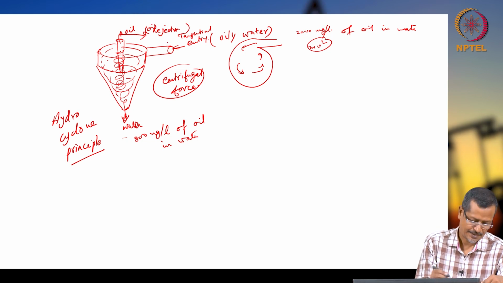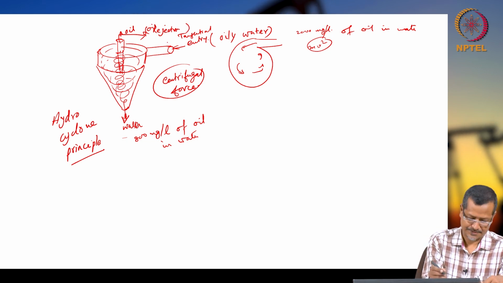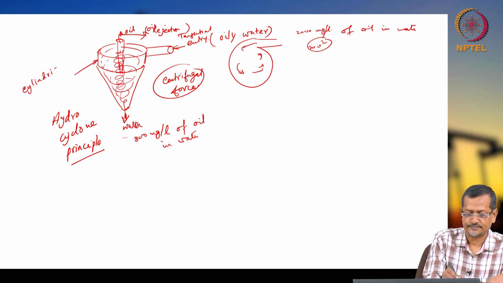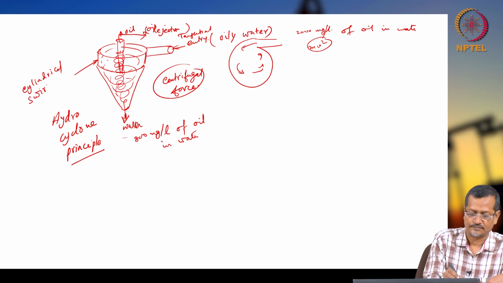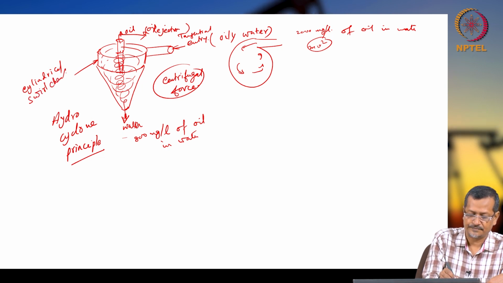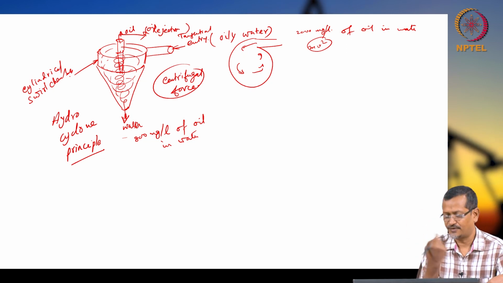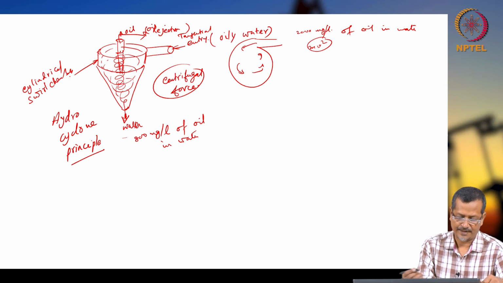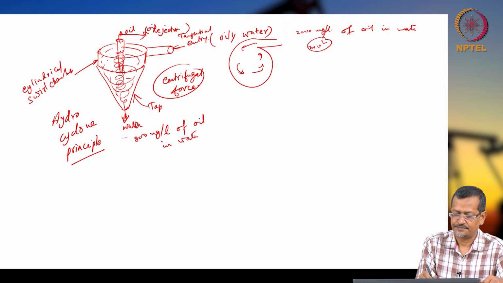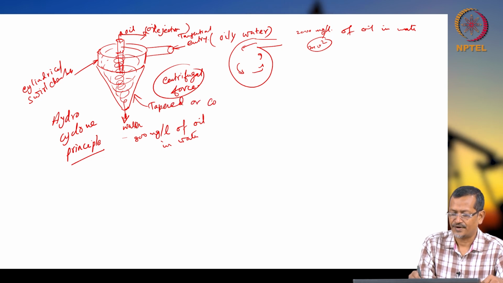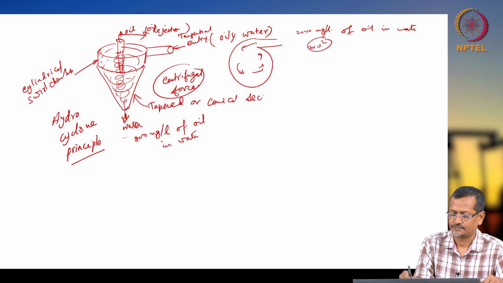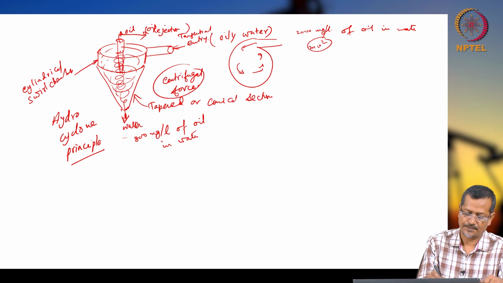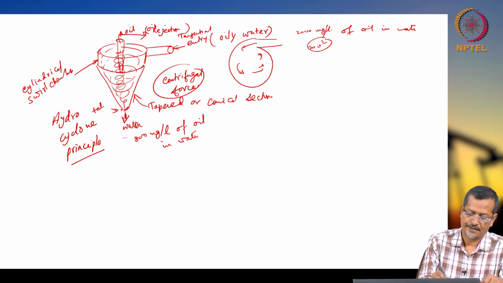Cylindrical swirl chamber, this section, because it is swirling, continuously rotating. Then some conical section may be there, a fine tapered section, tapered or conical. And this is the cylindrical tail section, the tail.